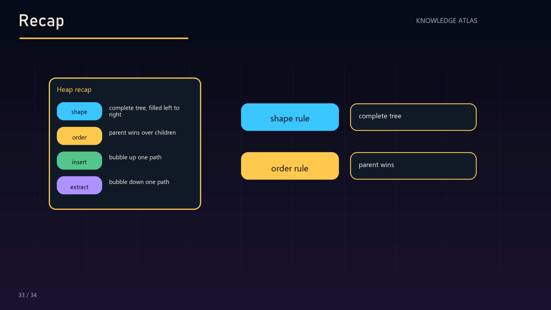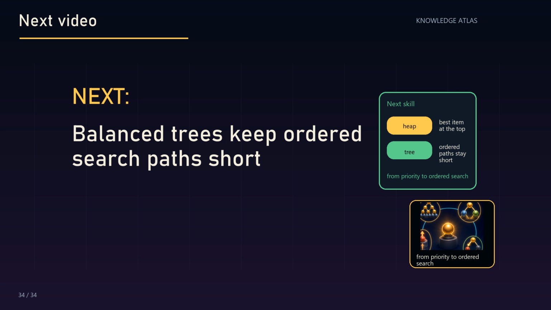A heap keeps that answer cheap with a complete shape rule and a parent priority rule. Insert bubbles up, extract bubbles down, and arbitrary search is not the heap's strength. Next, we will study trees that stay balanced. Heaps keep the best priority at the top, balanced search trees keep ordered search paths short.